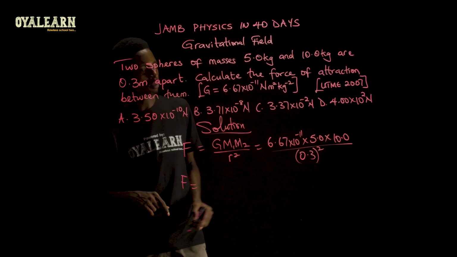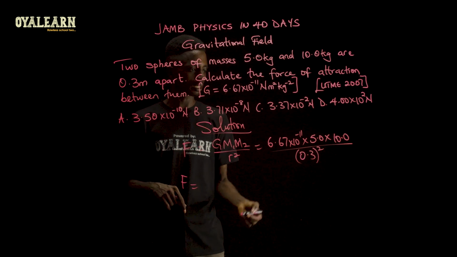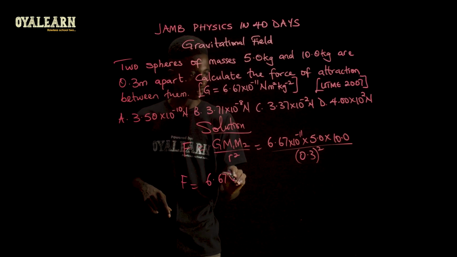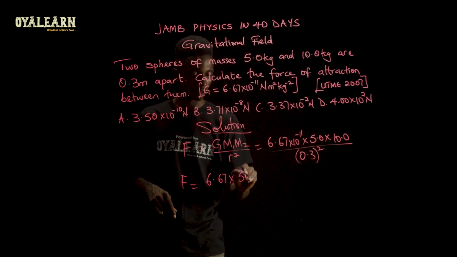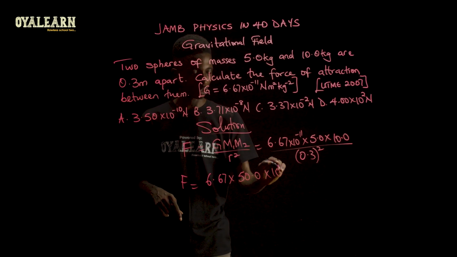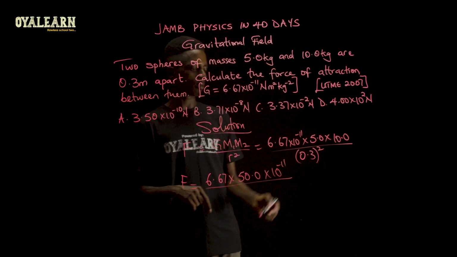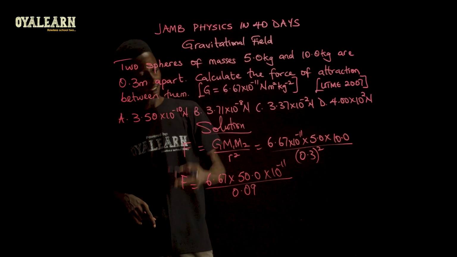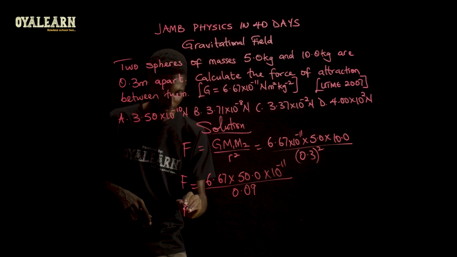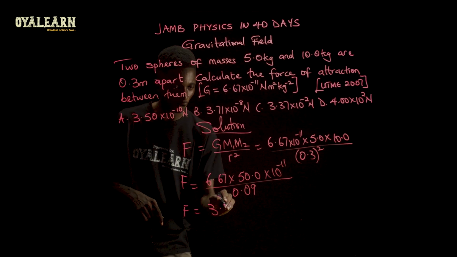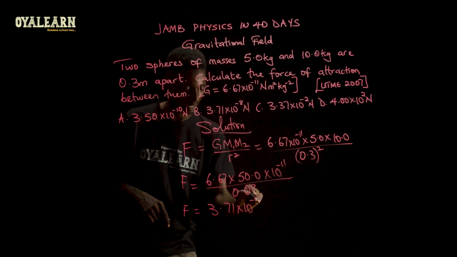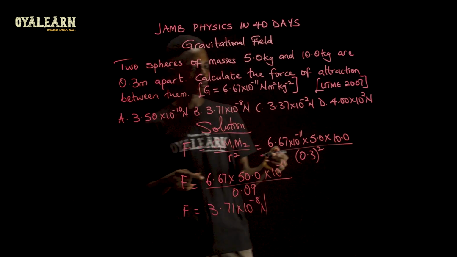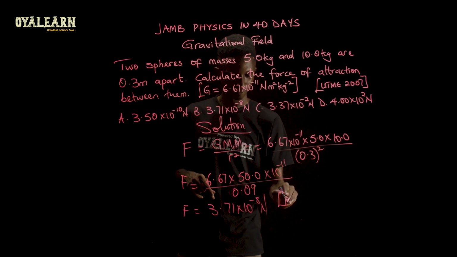So F here therefore becomes, now we can multiply this together. What we have here is 6.67 multiplied by, this would give us 50.0, all times 10 raised to the power minus 11. And then we divide this by, now you square this part, you get 0.09. So you can then finish this off using your calculator, and then F would be 3.71 times 10 raised to the power negative 8. And it is measured in newtons. Now, of all the options provided, the correct one is option B.